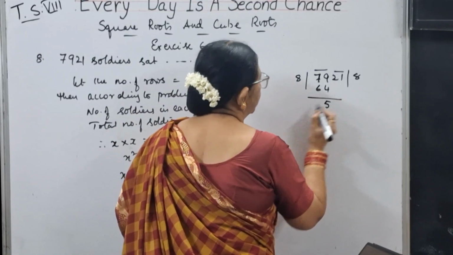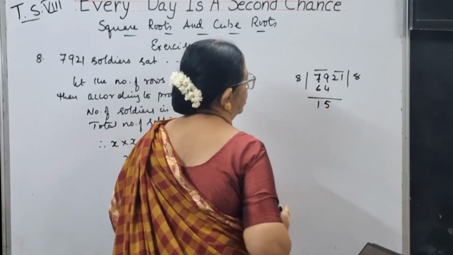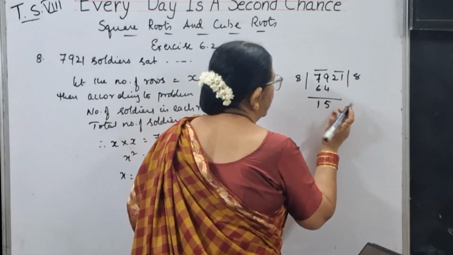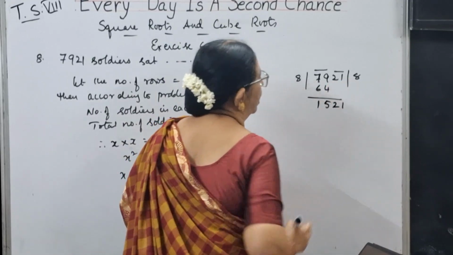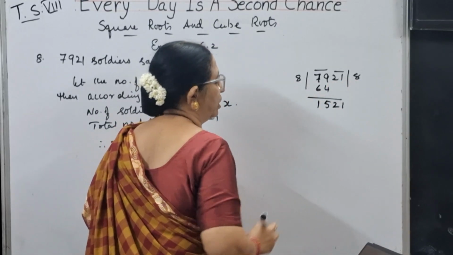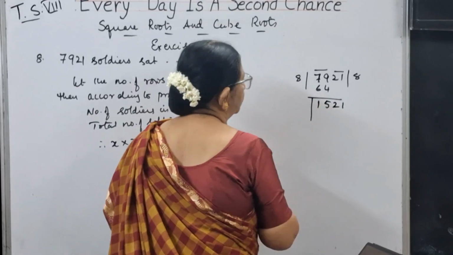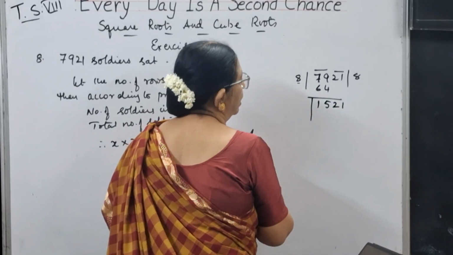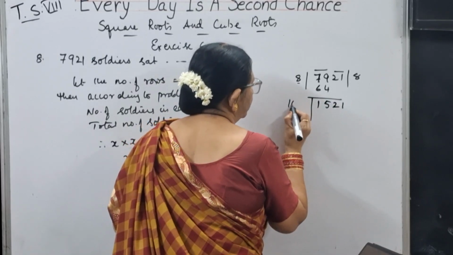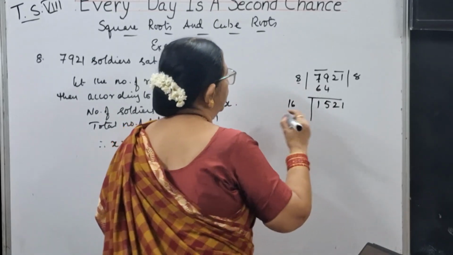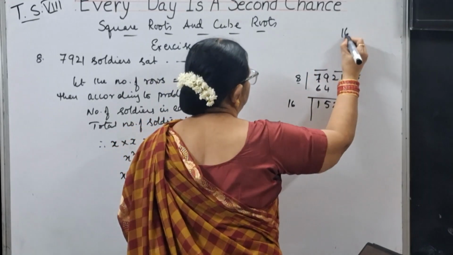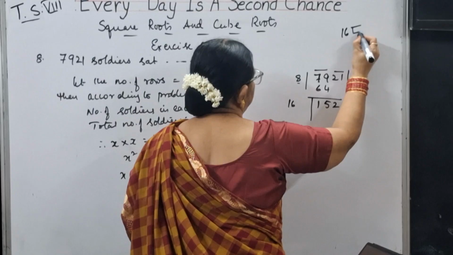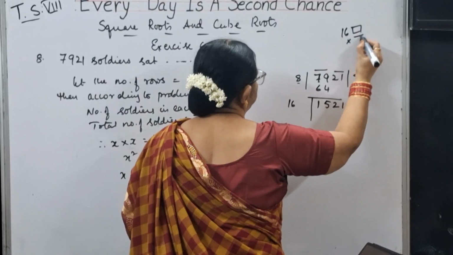9 minus 4 is 5, 7 minus 6 is 1. Now I should carry this 21 as it is. Two numbers we have to take down, children. Afterwards, what you have to do? Multiply this 8 by 2. 8 twos are 16. Now you have to take 16 and search for a number here with the same number.